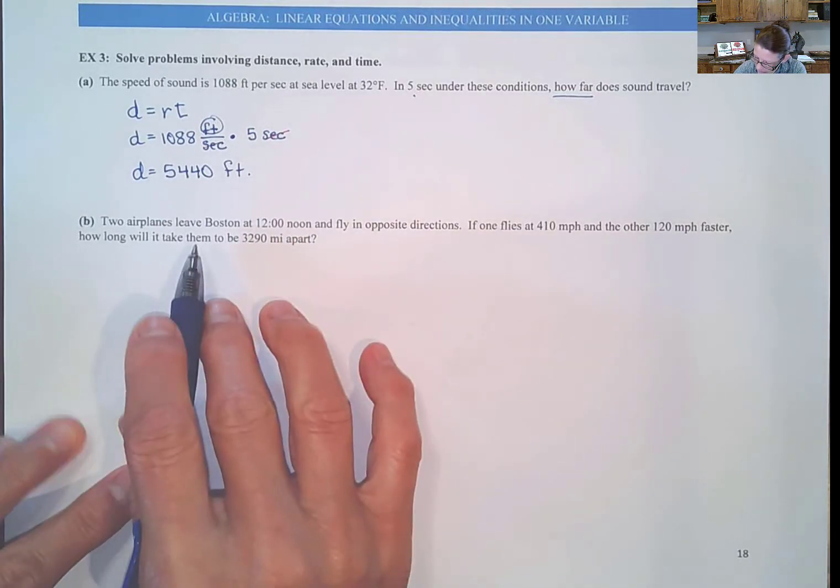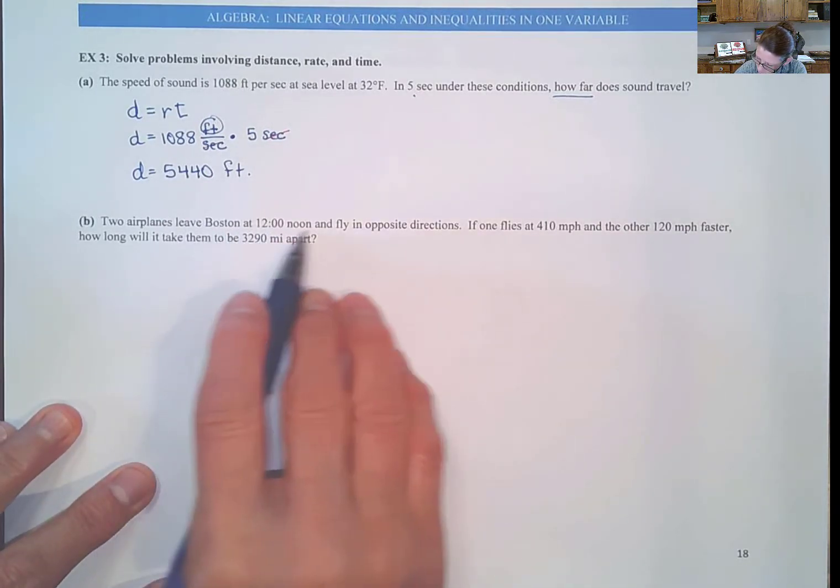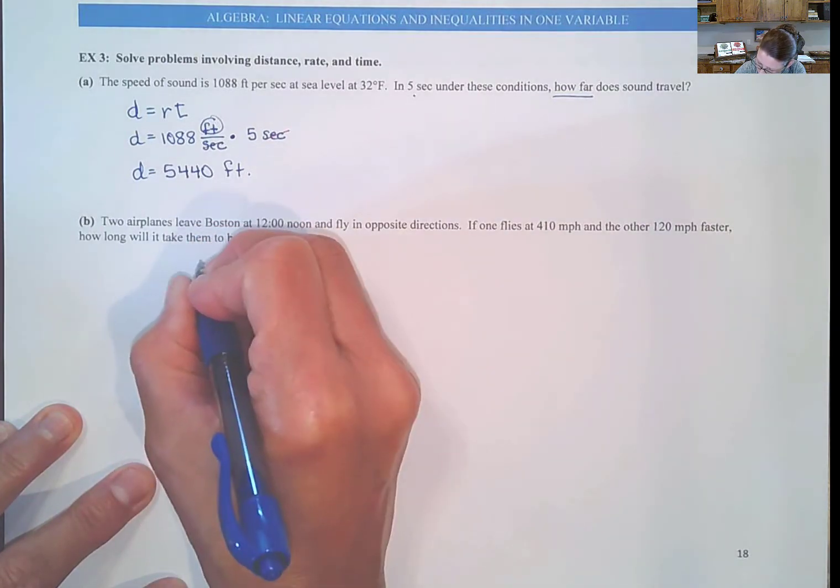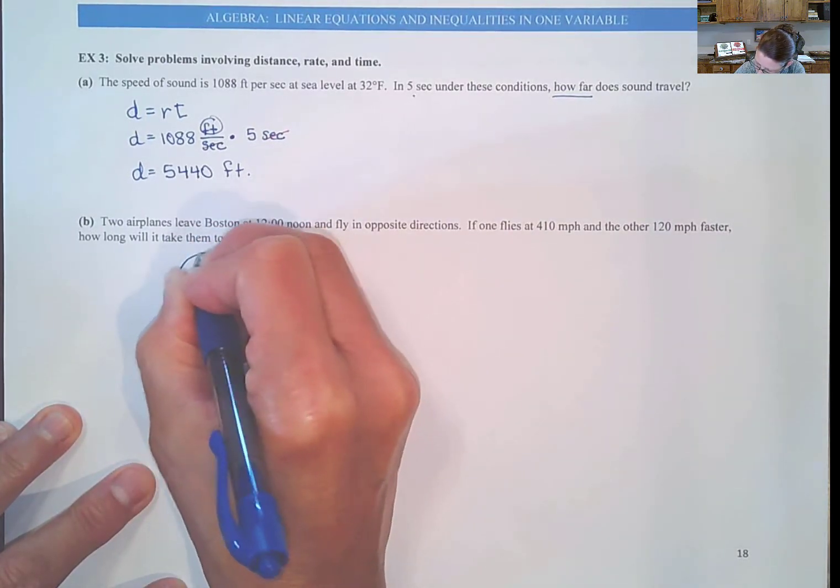2 airplanes leave Boston at 12 noon and fly in opposite directions.